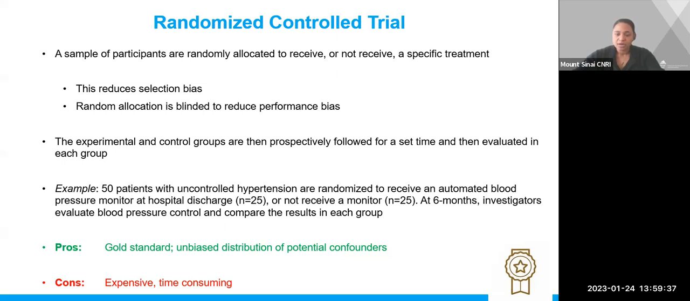Randomized controlled trials are the gold standard study design. The distribution of the treatment is unbiased, and potential confounders, or things that can influence the outcome, are reduced. Highlighted in red are the cons. This type of study design, unfortunately, is expensive and time-consuming.